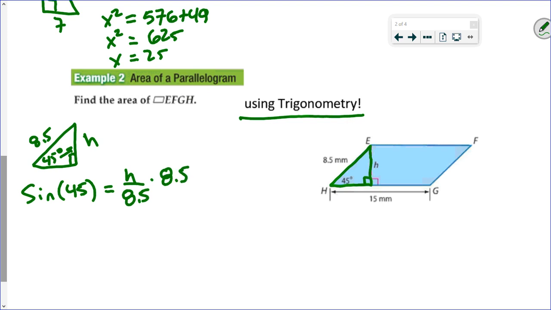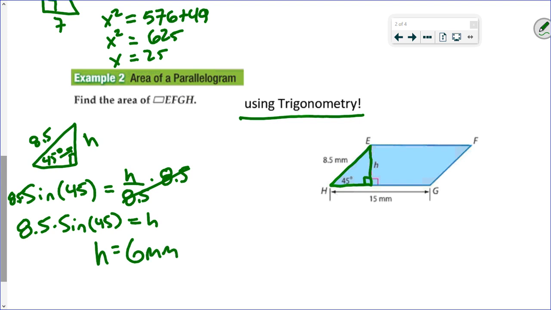A good problem solving one here where you've got to use some prior knowledge. Of course, if you guys are recalling, we've got to solve this for H. Multiply both sides by 8.5. So in your calculator, 8.5 times sine of 45. You plug all of that in, and we're getting about 6. Should get 6. Let me double check. 6.01. So yeah, let's call it 6 millimeters. So that's our height.